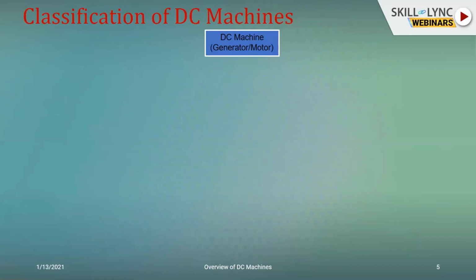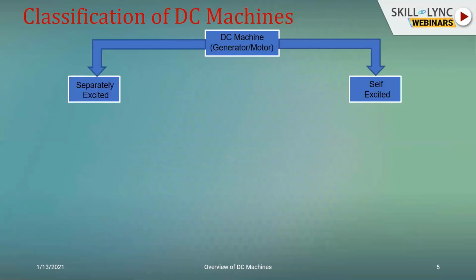Classification of a DC machine, either as a generator or a motor, all depends on how you excite it. For any machine, you will be having certain coils or circuits known as the field circuit and the armature circuit. It is this field and armature circuit that will be interacting and giving the required output, either in terms of a mechanical output or an electrical output.